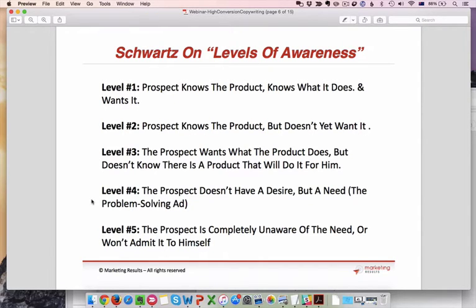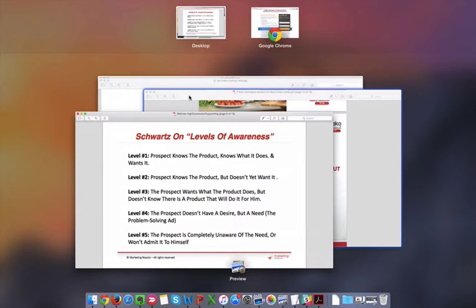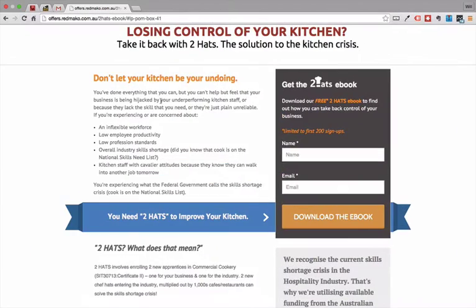And I think this landing page kind of comes almost at a level 1 or 2 level. So it kind of assumes that the prospect knows what Two Hats is, and that they're just gonna want it. And that, I think, is the fundamental disconnect here. So let's go back to the landing page and we'll talk about a couple of other issues here.